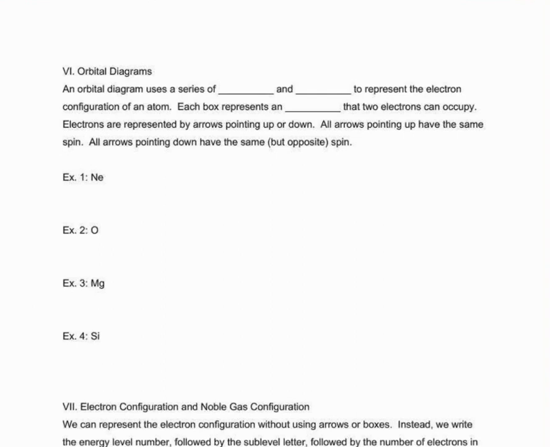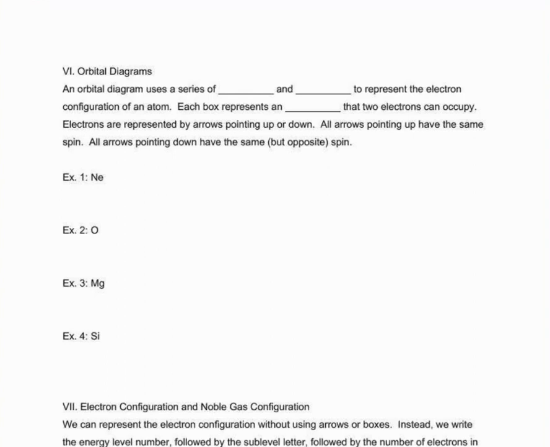This is the 4th video for Unit 3, and we are on page 4. Today's topic is orbital diagrams. In the previous video, we talked about the ground state electron configuration of an atom. Basically, where are the electrons when the atom has its lowest possible energy? An orbital diagram is a representation of that, just a very basic drawing that shows us how many electrons and where they are at.